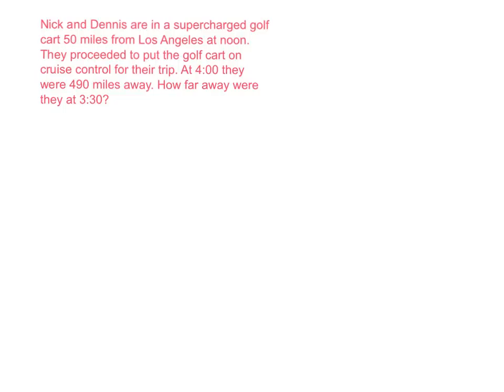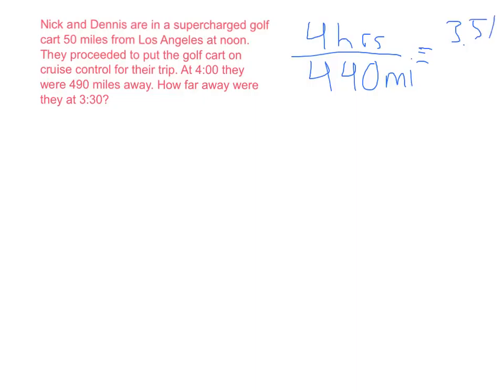Another way we could do this is to cross multiply. We could have 4 hours over 440 miles equals 3.5 hours over x miles.